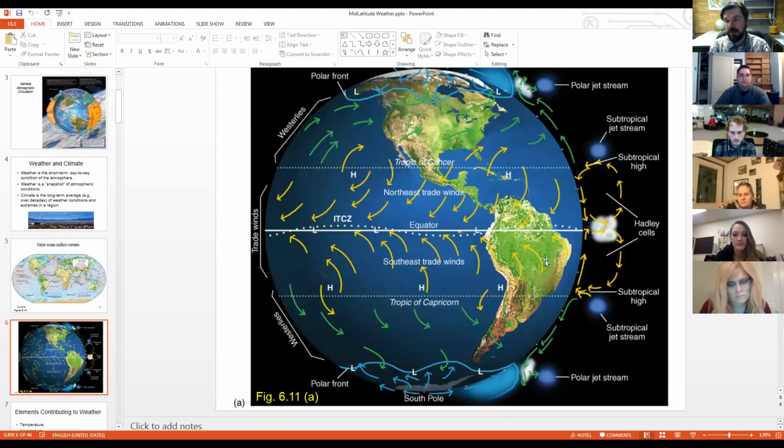And so we get these processes here. This is another great graph to look over. You have the Hadley cells jumping off the side of the Earth there, showing how they rise and move towards the tropics, and then they descend, and then you have these other westerlies here. So you have your highs and then your lows.